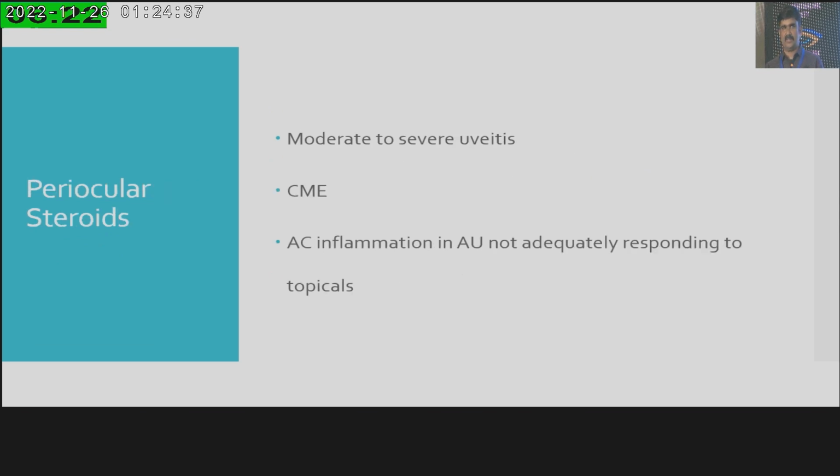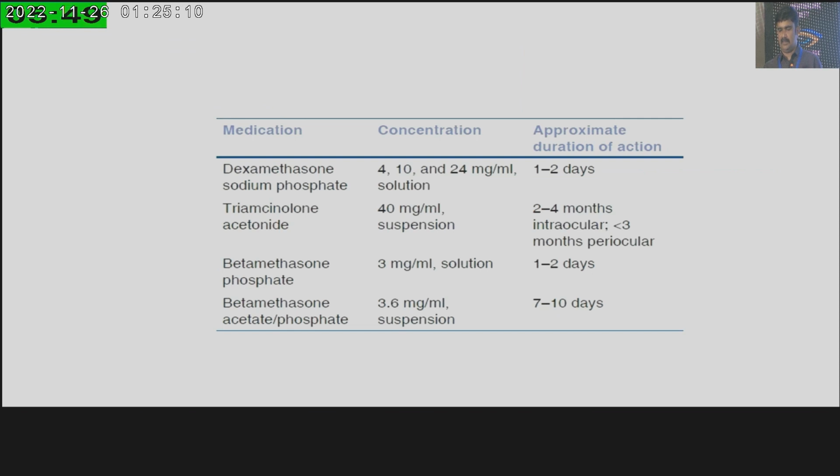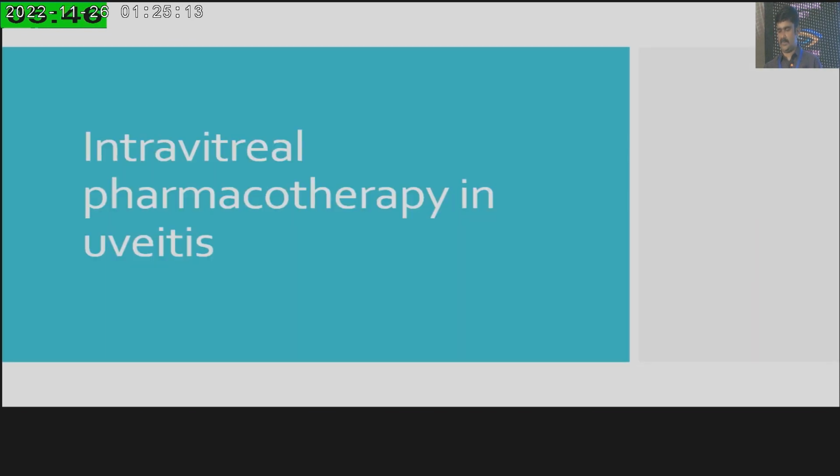Periocular steroids are the next step in management of uveitis. So for moderate to severe uveitis which is not responding adequately to topicals, you may have to use periocular steroids, and cystoid macular edema is another indication where you may have to use them. The most common form we do is the posterior subtenon injection, or the PST, which is the Smith and Nozik technique, followed by most of us, where you inject the drug triamcinolone acetate into the posterior subtenon space in the superior temporal quadrant, with the eye moving side to side, without causing any perforation. And as I told, 40 milligram triamcinolone is used most often.